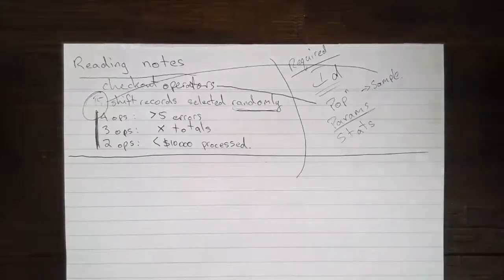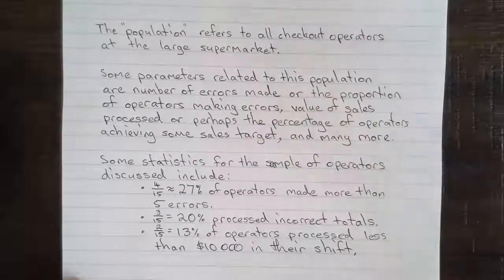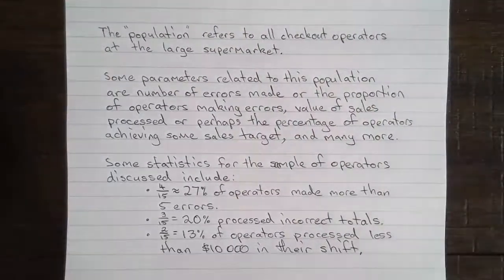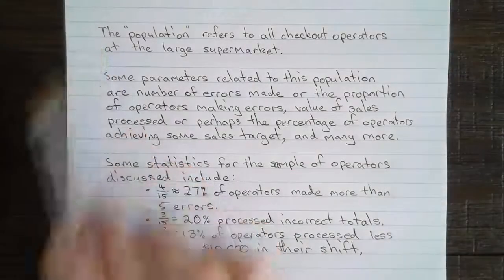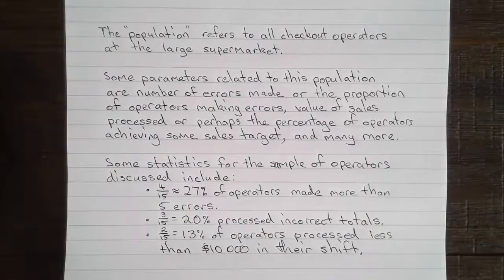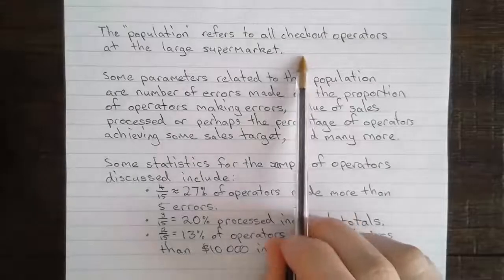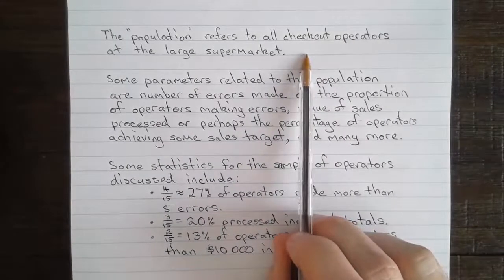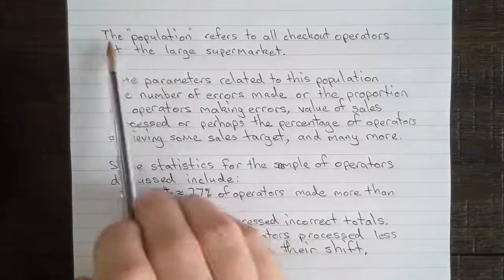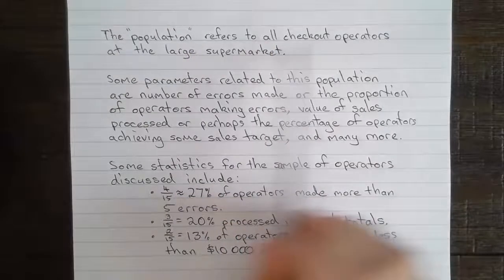So let's put this together now in a fully worded sentence response. First thing I want to make sure that I answer is identify the population. So I do that with my first sentence. The population refers to all checkout operators at the large supermarket. You can see here that I've used a full sentence, and I've used the words of the question in my response. The population is, or the population refers to, and then stated what it is.